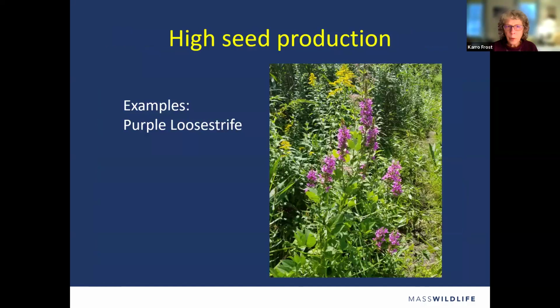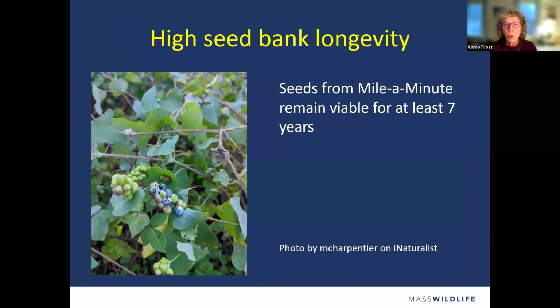So a few examples here. One of the ones with really high seed production is purple loosestrife. One with high seed bank longevity is mile-a-minute. We know that the seeds, once they get into the soil, can last for at least 7 years. It's a long time. So if you end up being able to pull them all up, you're going to have to keep going back and checking for at least 7 years.